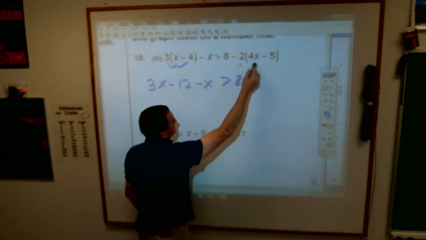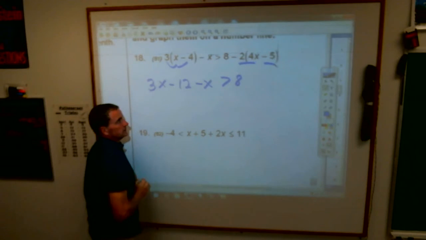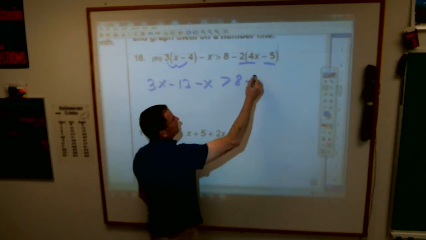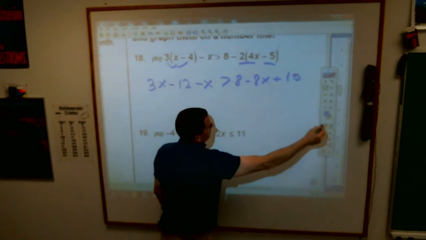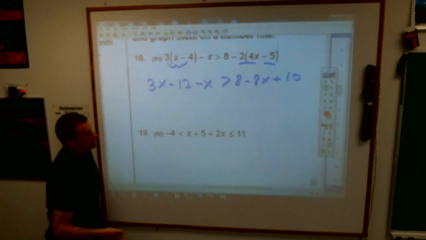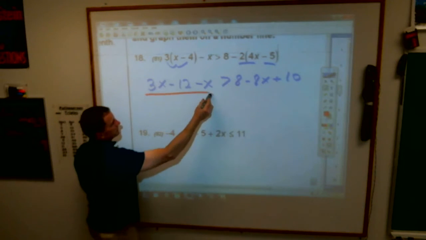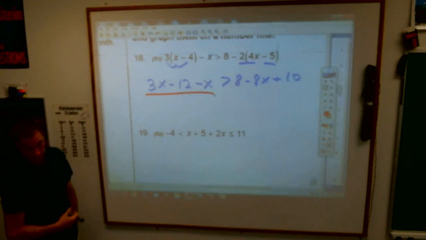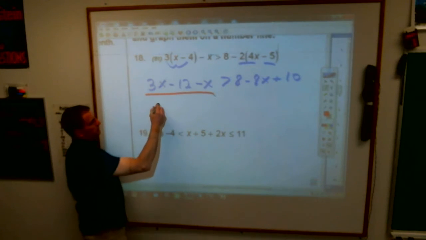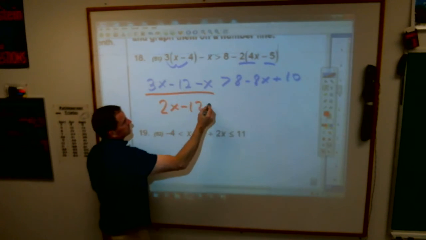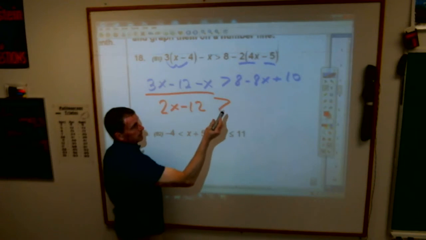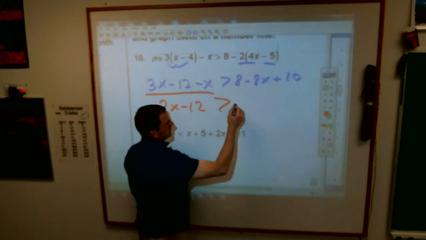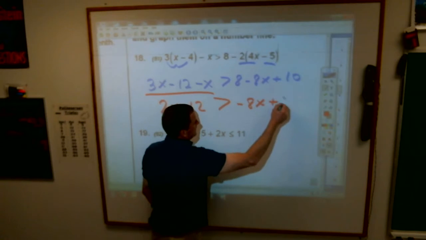What does this give you? -8x, yes, and 10. Then your next step would be to simplify what you can on each side. What can I put together there? 3x minus x, which is 2x. What can I put together on the other side? Plus 10 and 8, which is 18. So I get -8x plus 18.